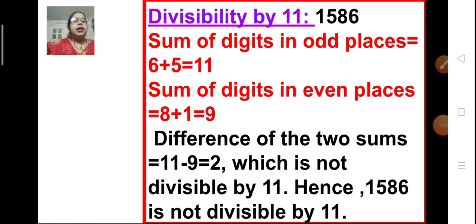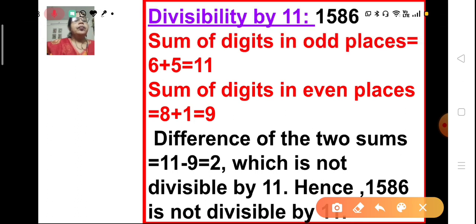Let's check the divisibility by 11. We have to add the digits in odd places and the digits in even places, and find the difference. If the difference is 0 or 11, or a multiple of 11, then the number is divisible by 11. So what are the digits in odd places in this number? The digits in odd places are 6 and 5. So by adding 6 and 5 we get 11.